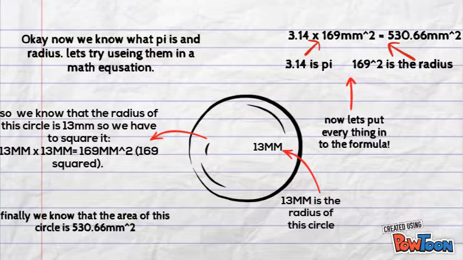Now let's put everything into the formula. 3.14 times 169 millimeters squared equals 530.66 millimeters squared. Finally, we know that the area of the circle is 530.66 millimeters squared.